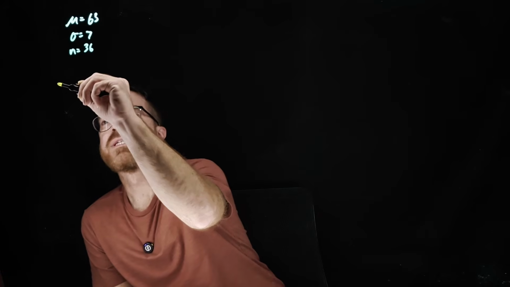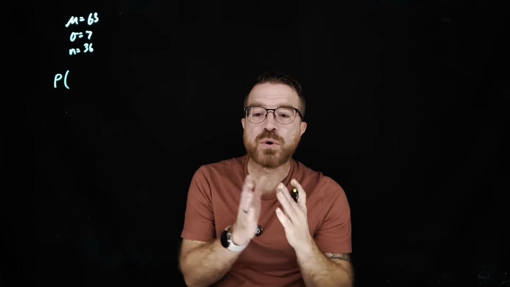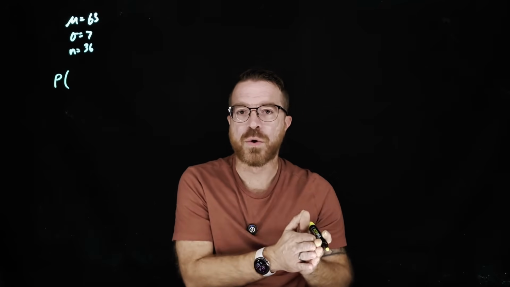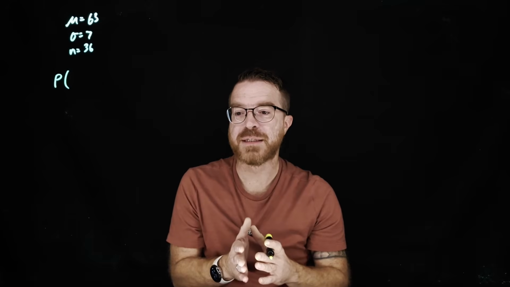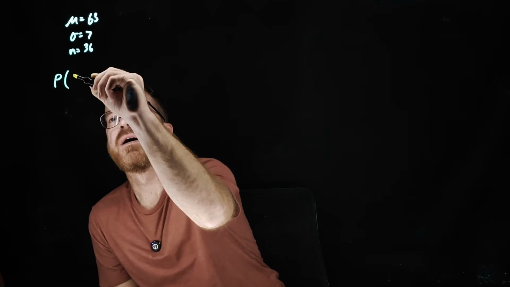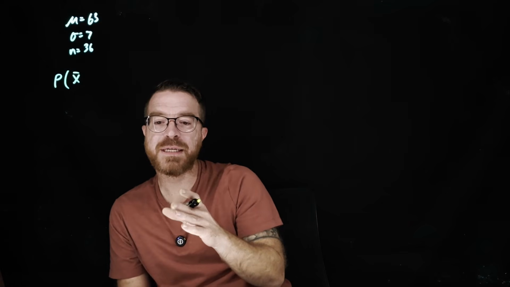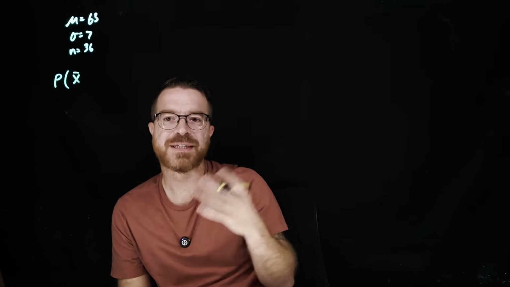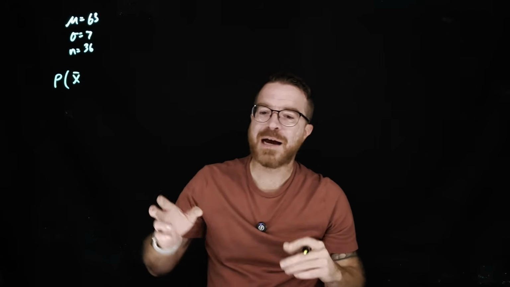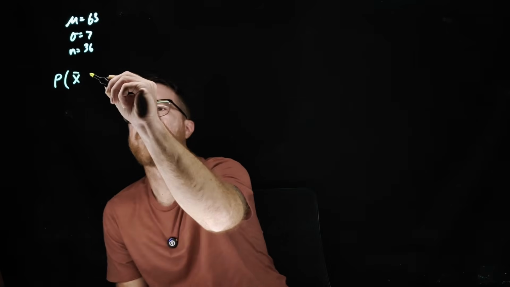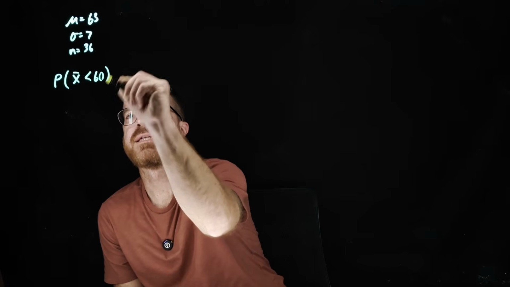So first thing we're going to do, we're going to set up our problem, right? This is the what-are-you-solving-for step. So it's the probability of, what is our symbol here? Well, we're looking at the average score. So we're doing a distribution of sample means, which means that we're taking the probability of x bar. It says, what is the probability that the mean time, that's another way you can look at it, if it says mean or average, the mean time is less than 60. So we want less than 60.